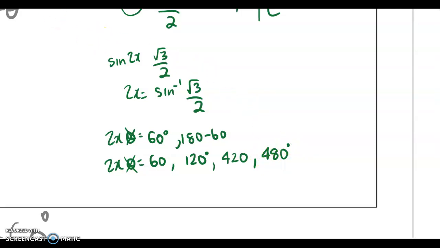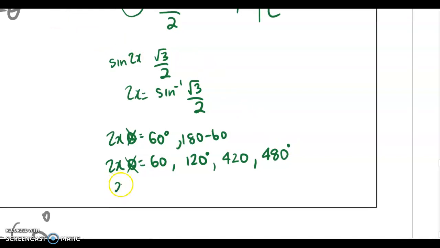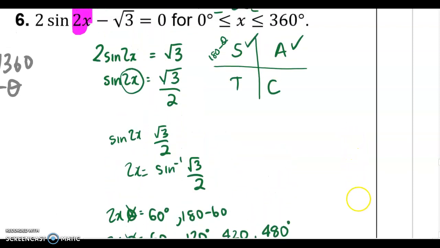However, they were our answers for 2 rotations of x. Well, we just want x, so we need to divide each of those answers by 2, and I'm going to end up with 30 degrees, 60 degrees, 210 degrees, and 240 degrees. And those are all my solutions for x.